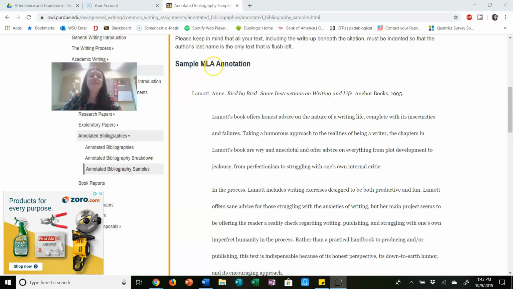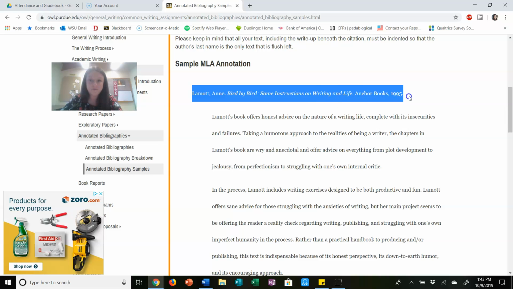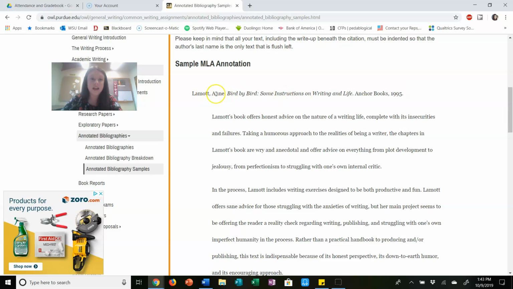So this is a sample MLA annotation. You can see here we have got the citation. We have last name, first name of the author. We have the book. We have the publisher and the year of publication. So we can see here that this is indented. This will have a hanging indent, and I'll show what that looks like on the APA citation.